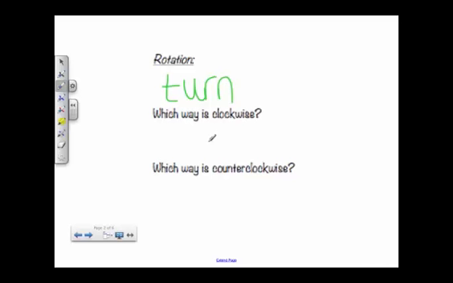So which direction is clockwise? I want you to draw the direction on your paper and then compare your answer with mine. All right, so clockwise means it's going this way, because remember it goes 12, 1, 2, 3, like that. So this is clockwise. Now go ahead and draw in what counterclockwise is going to look like. And counterclockwise is going to look this way.